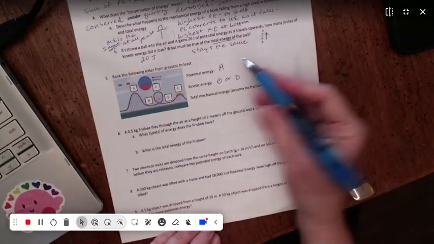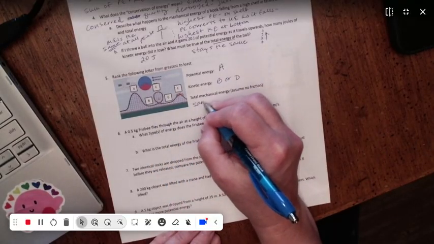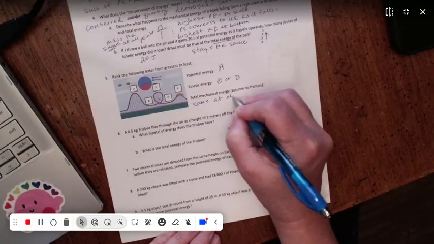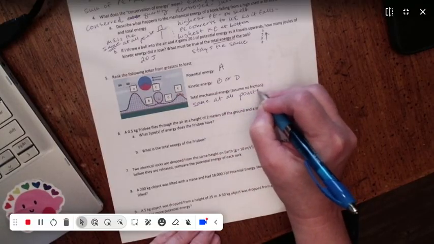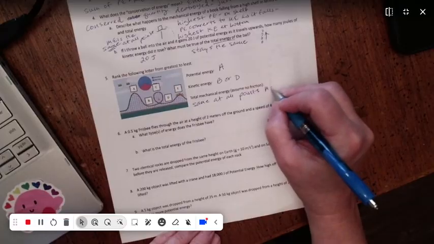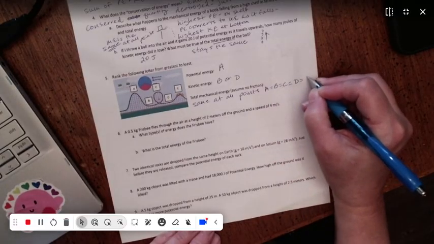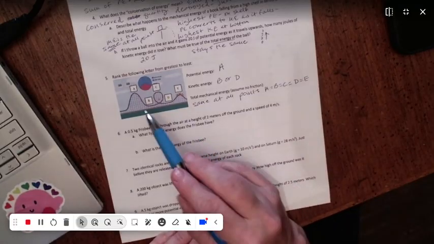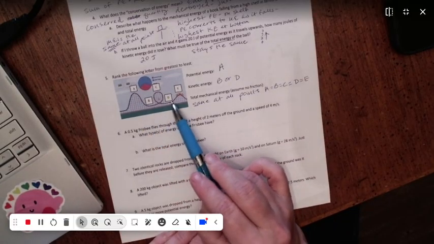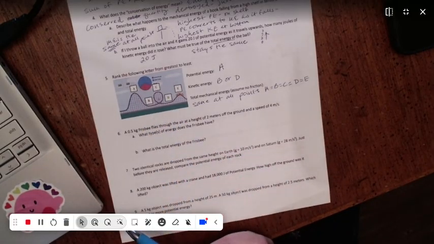Total mechanical energy, again, same at all points because energy is conserved. So A equals B equals C equals D equals E. We're going to have the same total energy at all these points. It's just going to be a different combination of potential and kinetic.